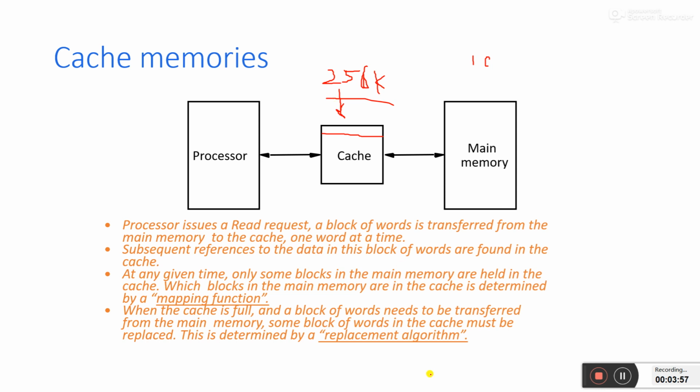Now let's see: at any given time only some blocks in the main memory are held in the cache. Which blocks of the main memory are in the cache is determined by a mapping function. When the cache is full and a block of words needs to be transferred from the main memory, some block of words in the cache must be replaced. That is determined by a replacement algorithm. So each and everything is designed and defined by means of the processor.